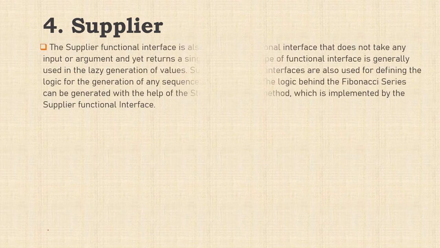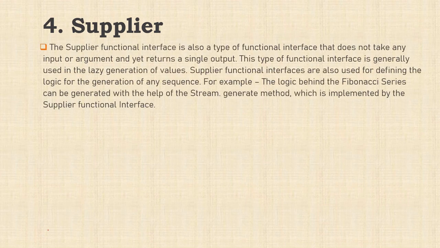Supplier interface. The supplier interface is also a type of functional interface that does not take any input or argument and returns a single output. Previously, the consumer was taking input but not returning anything, but here it's not taking any input but returning output. So this will be the case of supplier.